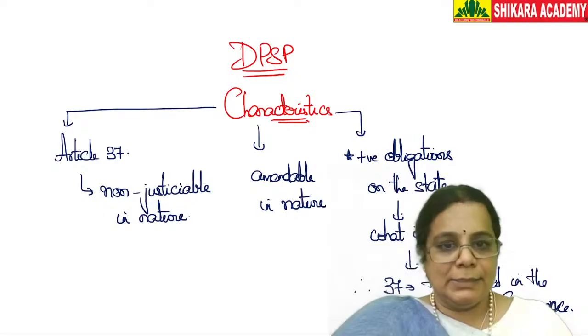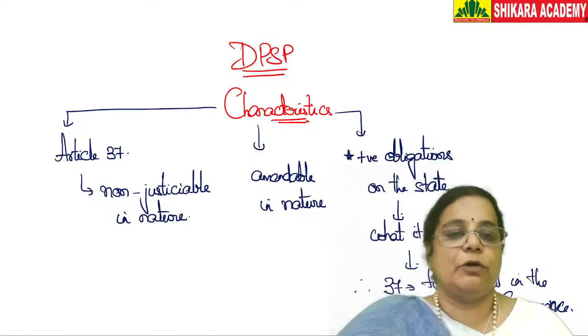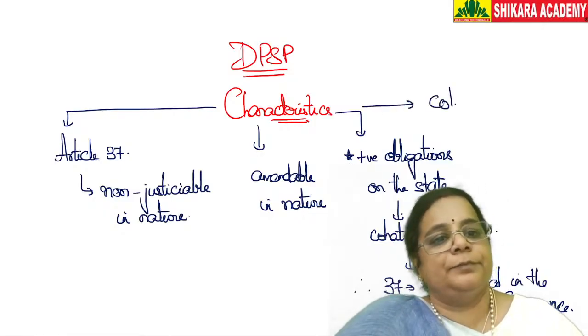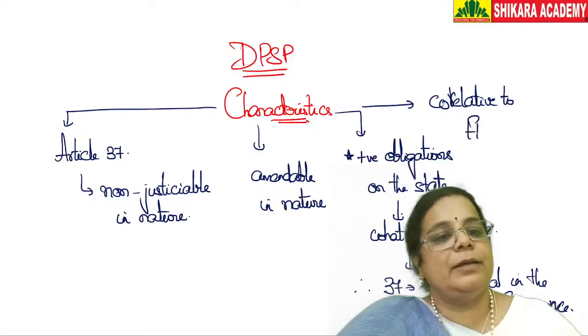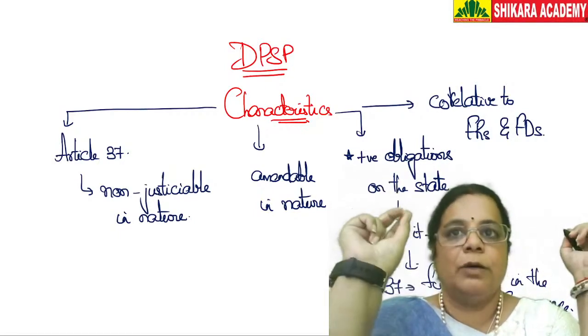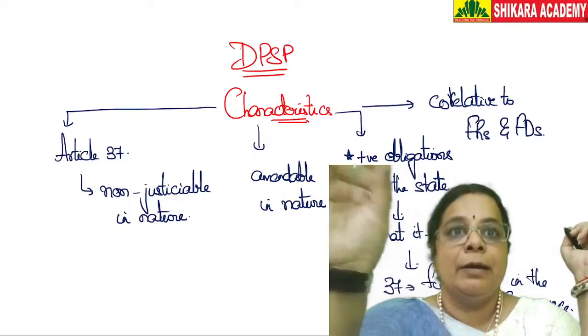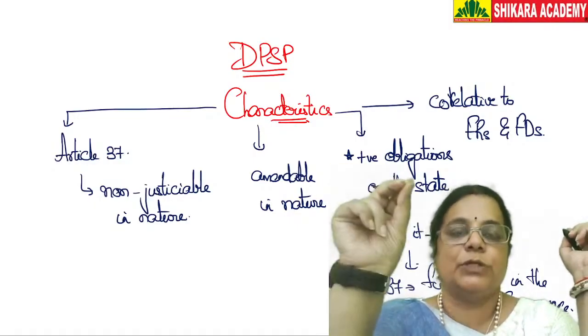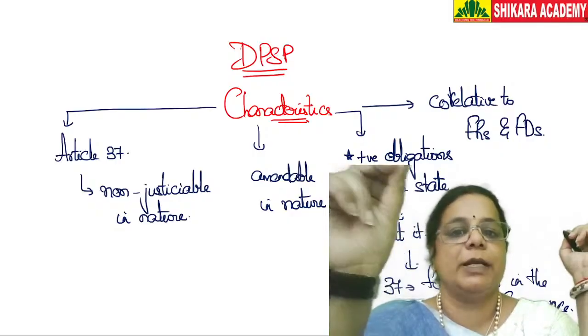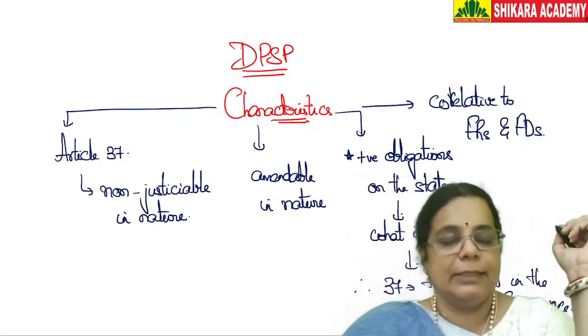And remember, they balance out fundamental rights because fundamental rights are negative obligations, directive principles are positive obligations. They are correlative to both fundamental rights and fundamental duties. How is this possible? For example, 39E and F talk about protecting children, giving them a situation where they can grow with dignity, protecting them from exploitation. In the Constitution, in fundamental rights, you have 21A, which talks about right to education, which guarantees a right to life with dignity. So dignity is taken care there.